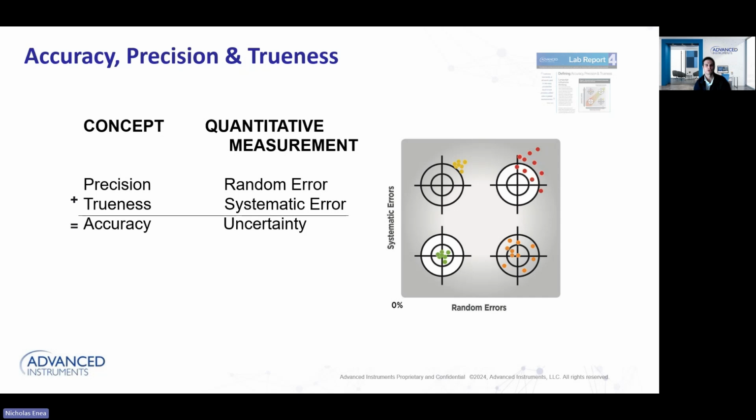When you combine both precision and trueness, that equals accuracy, and the measure of accuracy is uncertainty. Now, if I just lost you and you're like, what did this guy just tell me?